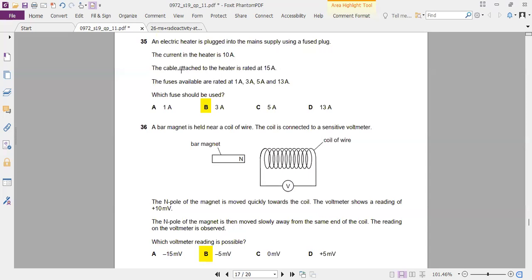Current in the heater is 10 amps, cable is 15 amps. Which fuse should be used? We should use a 13 amp fuse. Because a 13 amp fuse means if the current starts to increase, it should blow after 10.